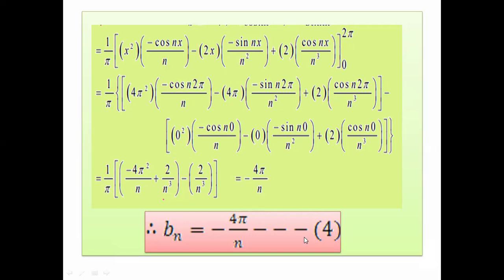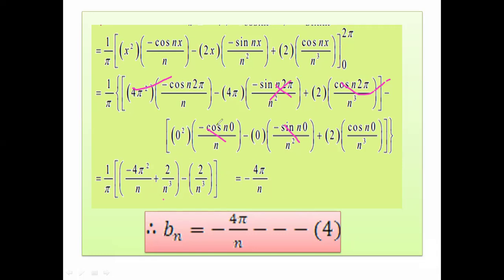This answer and this answer, the value will become 1. This value will become 0, and then the lower limit also, this is also 0, this is also 0. Then finally the last one, 2 times cos n of 0 divided by n cube. 2 times cos 0, the value will become 1, you already know that.